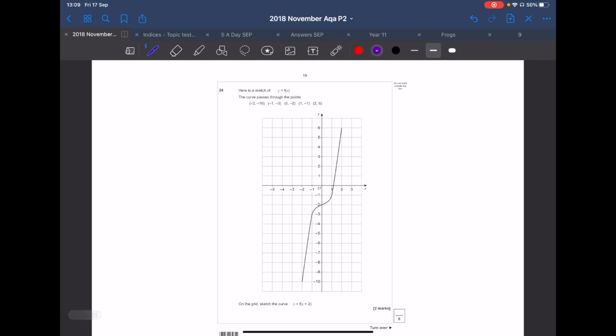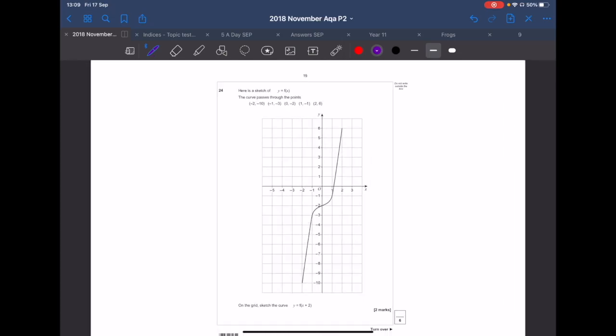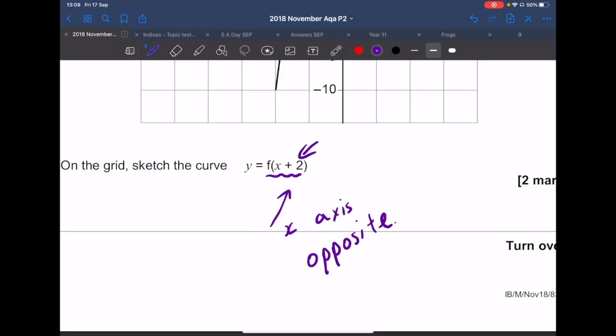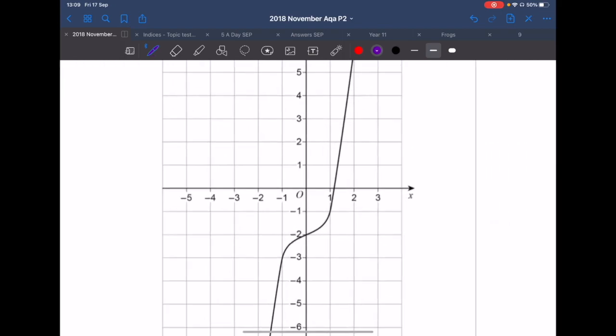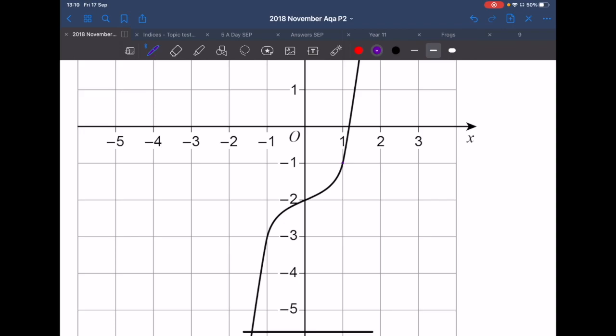Here's a sketch of the equation. The curve passes through these points. On the grid, sketch the curve of f of x plus 2. What does that mean? It will affect the x-axis, and I do the opposite. Because this tells us to go plus 2, that means we're going to move to the left by 2. So let's go to your x coordinates, and I'm going to move 2. That was here, so that's going to go here.